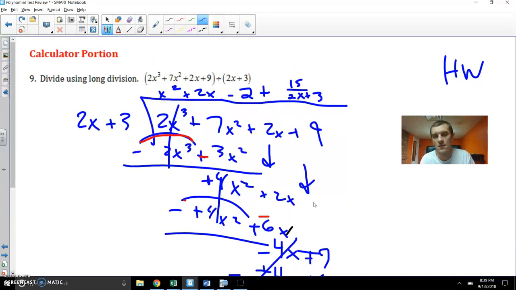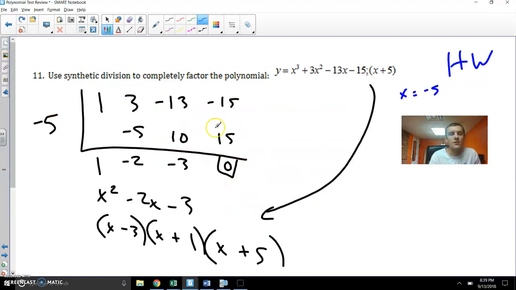Okay. All right, the next one I assigned was number 11. Use synthetic division to completely factor. And we got to use the -5 here. It's what makes this 0. So I'm going to drop, multiply, add, multiply, add, multiply, and you get 0. And so it says to completely factor it.